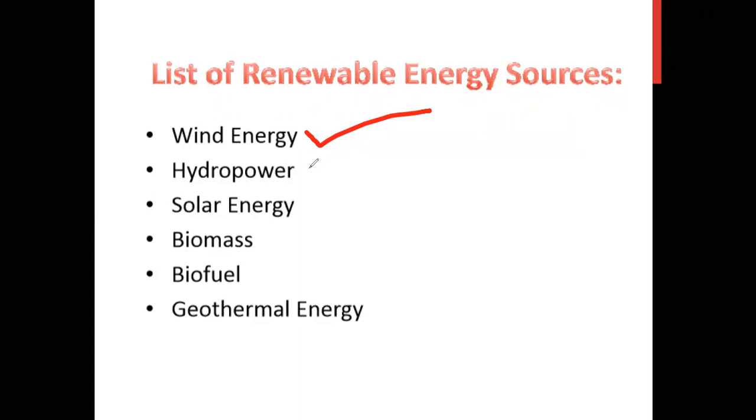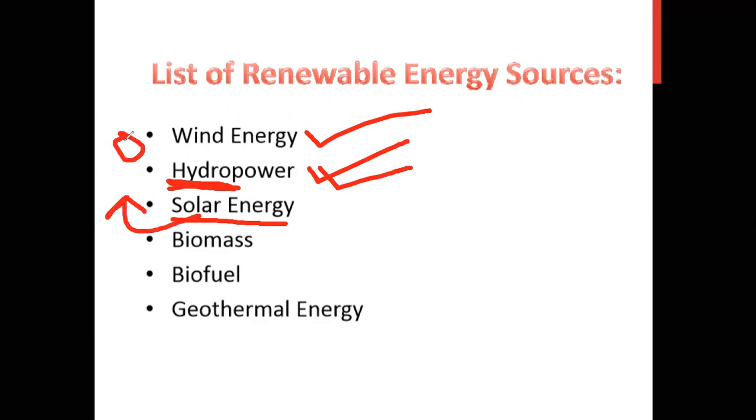The next is hydropower. Hydro means water, my student. So hydropower means the energy we extract from water. Okay. Third one is solar energy. What does solar mean? Sun. Solar means sun. Good. So basically the energy we extract from the sun.